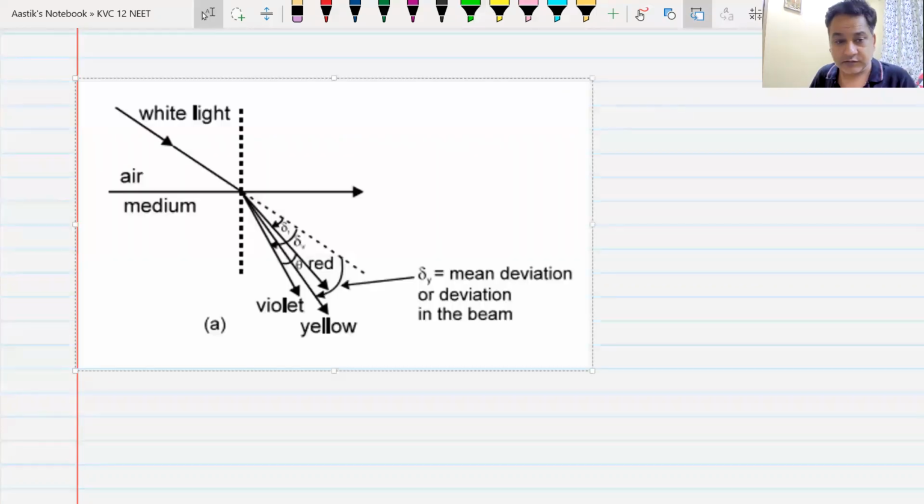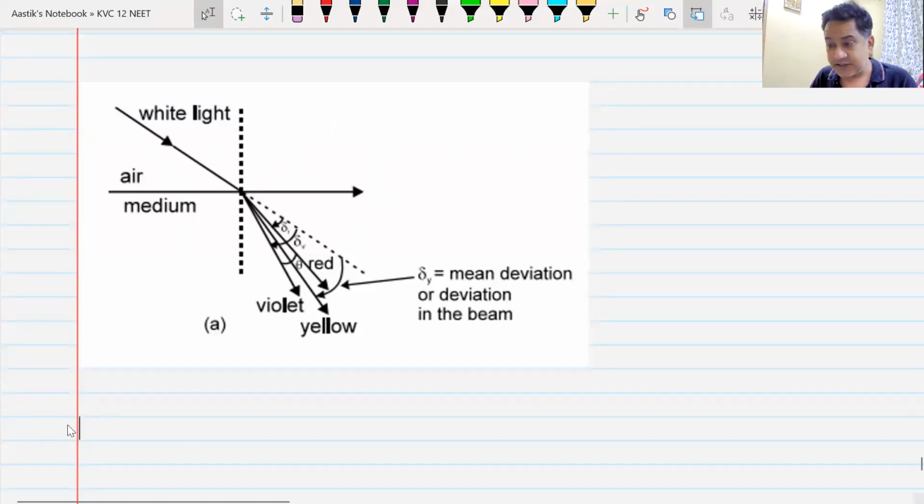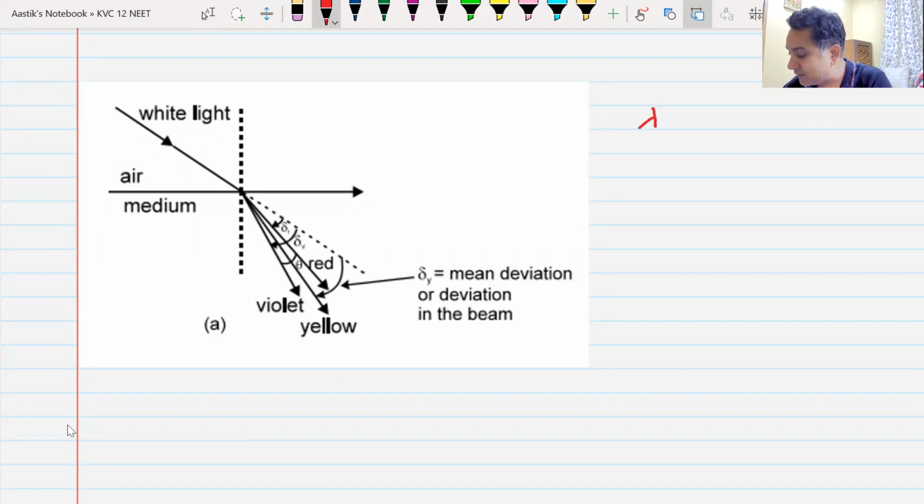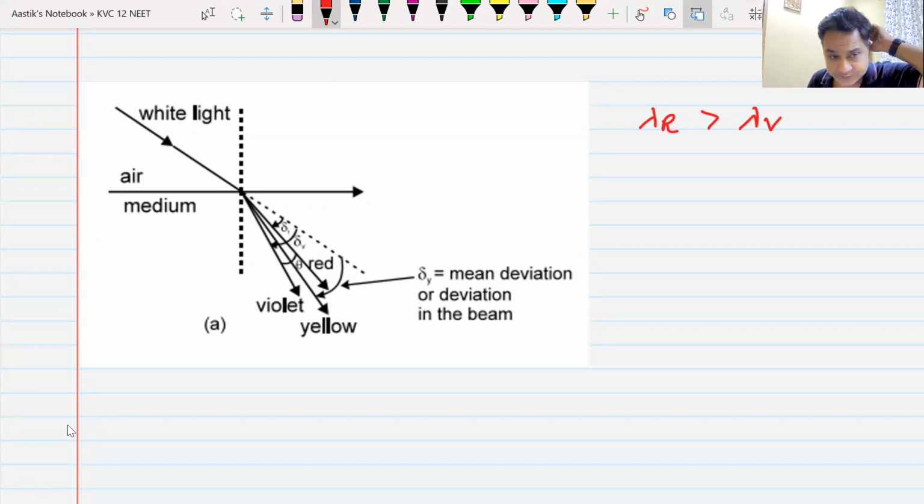Well, white light basically consists of a number of colors starting from violet to red. Which has the minimum wavelength, violet or red? Violet has the minimum wavelength, so lambda of red is the highest and it is greater than the lambda of violet, which is the smallest wavelength. Now we have seen that refractive index mu is inversely proportional to lambda, therefore mu for red light will be smaller compared to the mu of violet light. Yes or no?